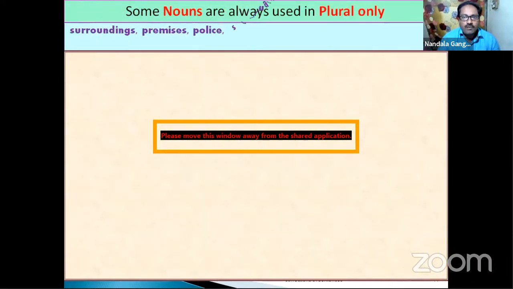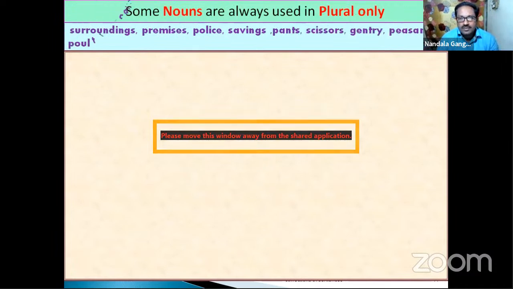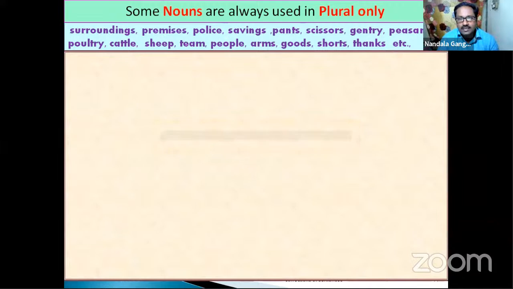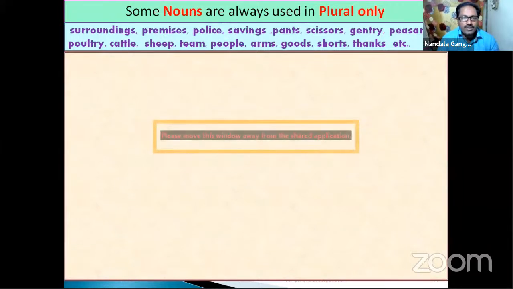Some nouns are always used in plural only. Some nouns which are given here are always used in plural only: surroundings, premises, police, savings, pants, scissors, gentry, peasantry, poultry, cattle, sheep, team, people, arms, goods, shorts, thanks.